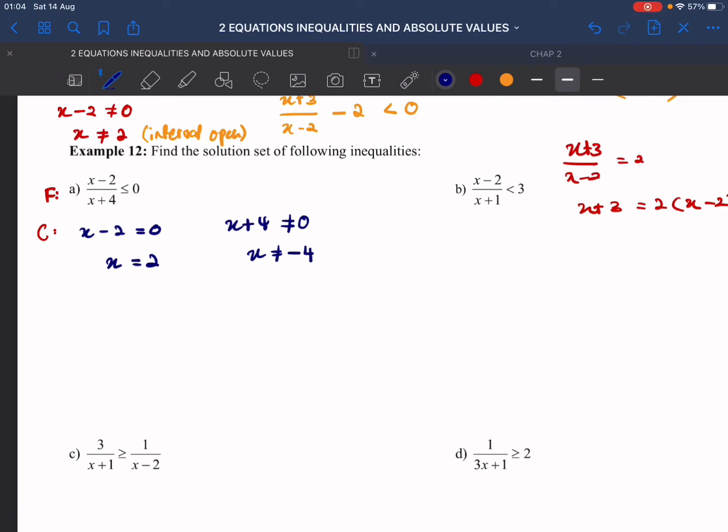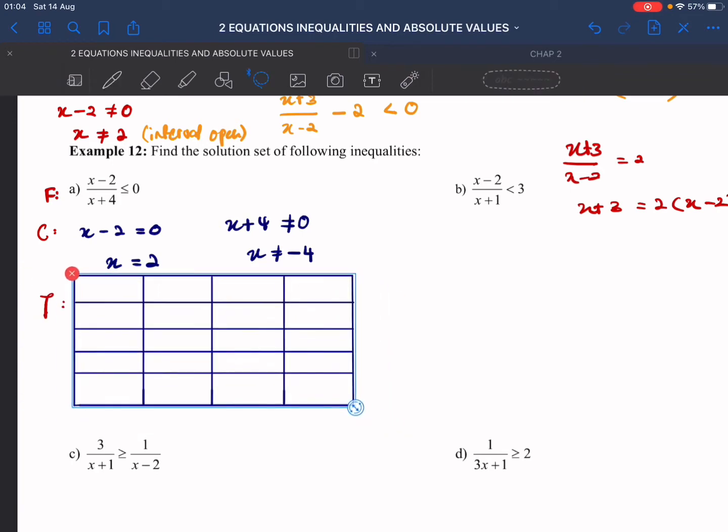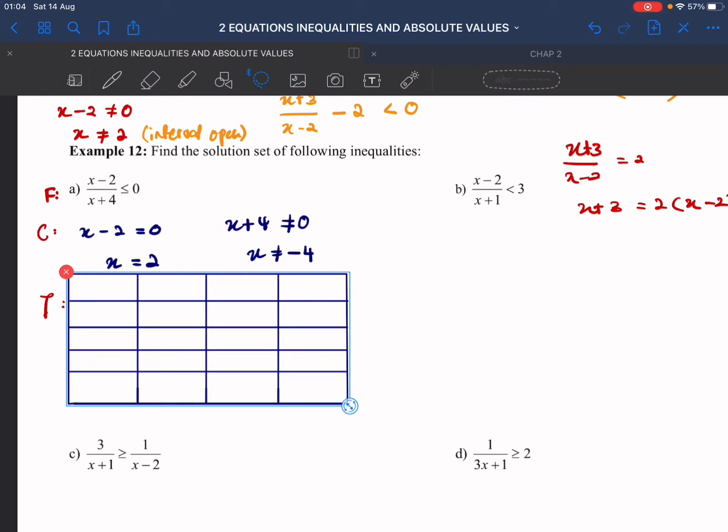Okay, bear in mind when you write equal sign means your interval is closed interval. Okay, when you write not equal here, your interval must be open interval. Okay, so now we proceed to table of sign. Proceed to table of sign. Draw your table. You can pause your video and draw your table first.